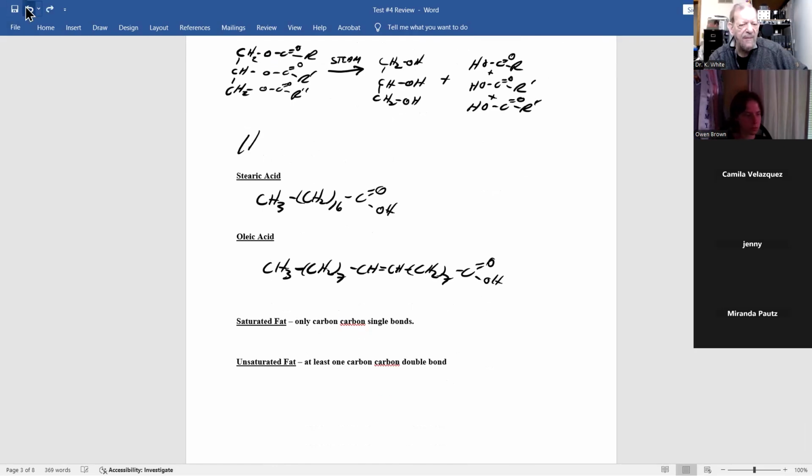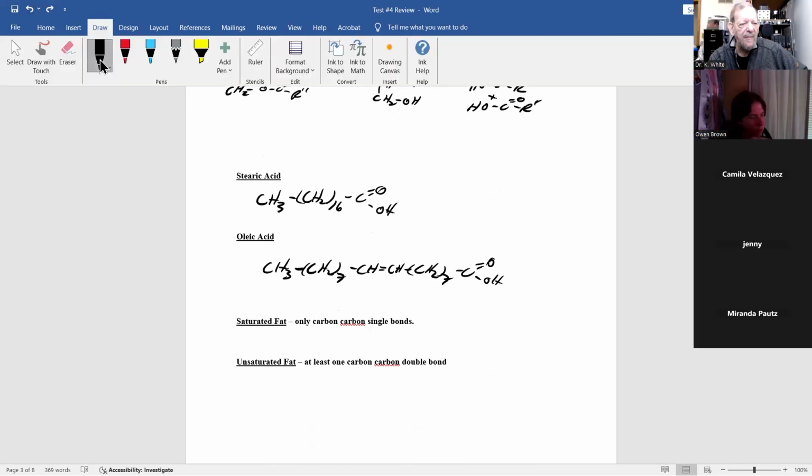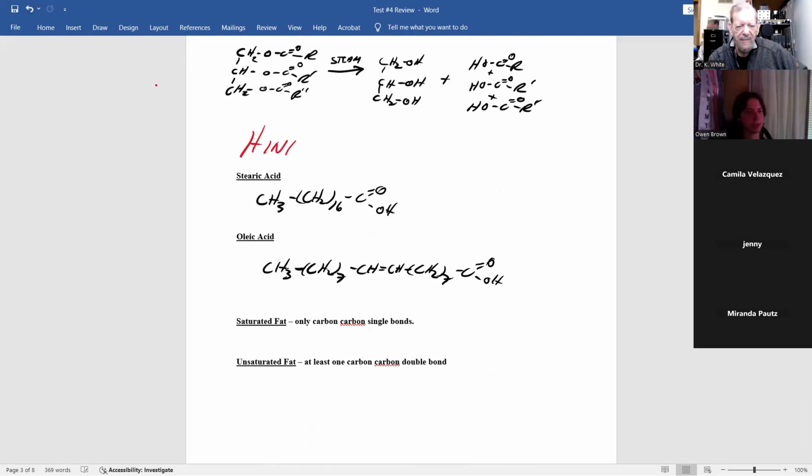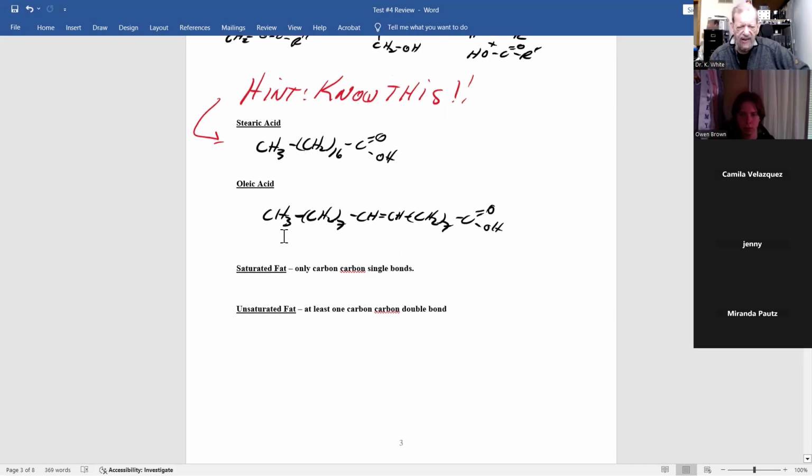Whoops, wrong color. And the first one is stearic acid, which is a saturated fatty acid, meaning only carbon-carbon single bonds, and has 18 carbons. Notice instead of writing CH2 16 times, I used a parenthesis subscript 16. That's a shorthand. The other one is oleic acid.